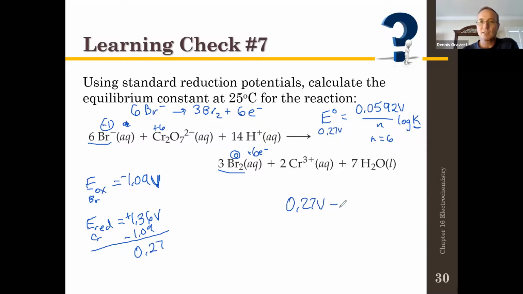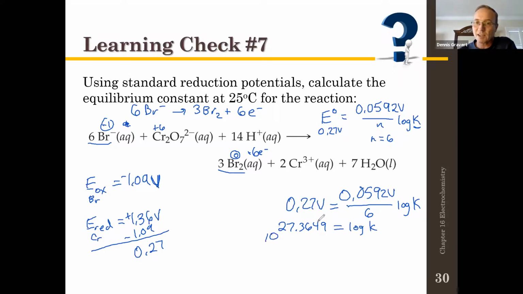Okay, let's do the math. 0.27 volts equals 0.0592 volts, and the volts are going to cancel out, divided by 6 times the base 10 log of the equilibrium constant. So multiply both sides by 6, divide by this number, and I got 27.36. Then I'm going to round off the 49 equals the log of K. Raise everything to the power of 10, and that cancels out the log. So K is equal to 10 to this power.